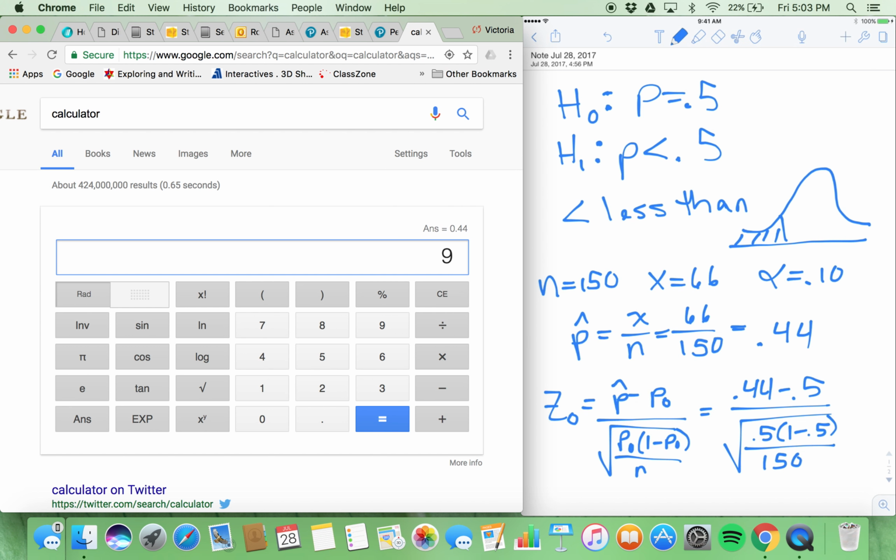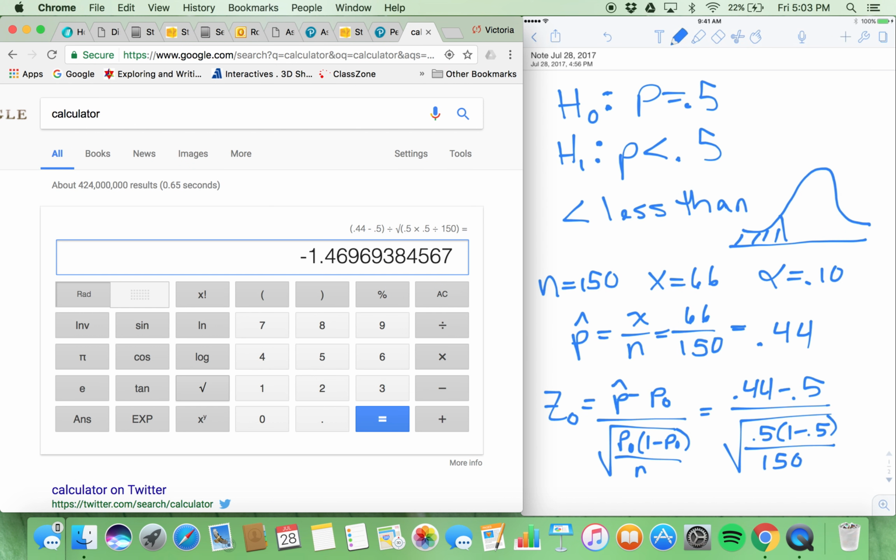I'm going to put parentheses around my numerator. So 0.44 minus 0.5, close them, divided by the square root of 0.5 times, I'm just going to do the subtraction here, 0.5. You could always do your parentheses if you needed to. And we're going to divide that by 150.